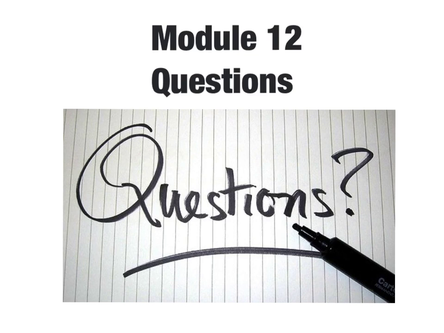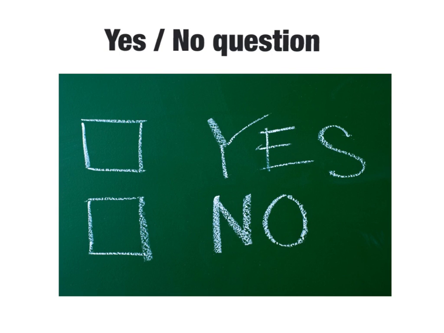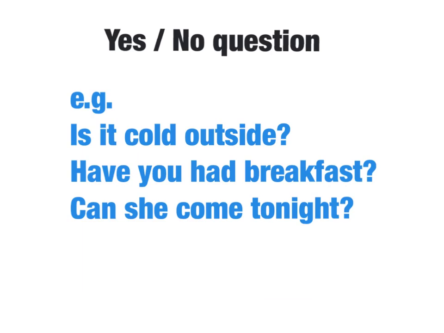Hi everyone, today I would like to talk about Module 12 from my grammar lab. It's about questions. There are actually two kinds of questions. The first one would be yes-no questions, and the second kind would be WH questions. So let's quickly talk about yes-no questions. For yes-no questions, of course, you expect people to answer yes or no after you ask the questions.